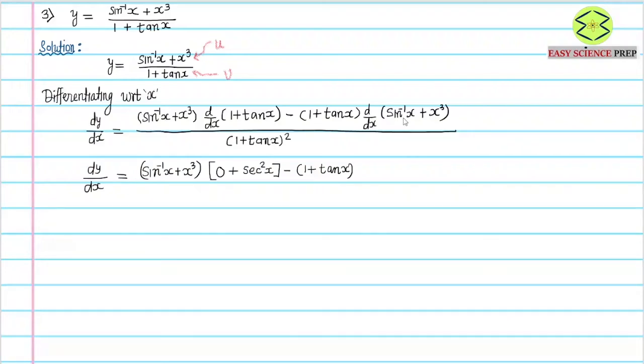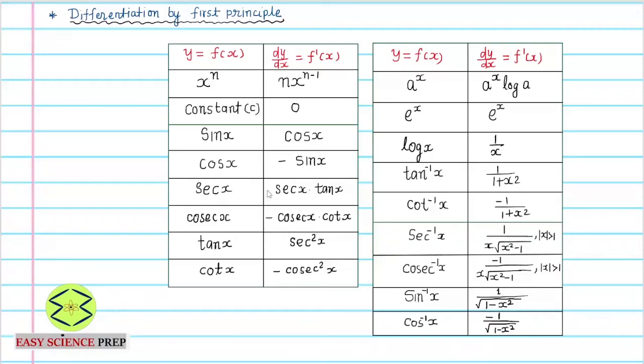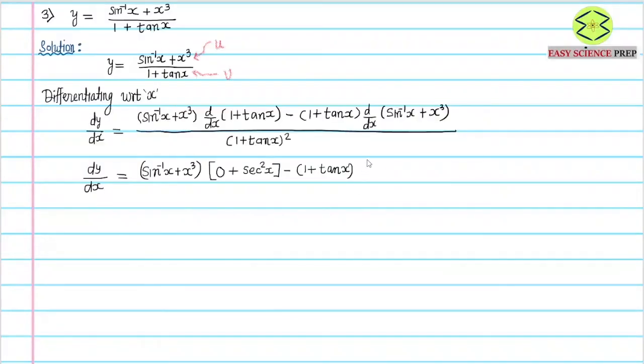Now here we have the derivative of sine inverse of x and the derivative of x cube. So for the derivative of sine inverse of x, we have a ready-made table available. The derivative of sine inverse of x is 1 over under root 1 minus x square. So it is going to be something like this, 1 under root of 1 minus x square. This is the derivative of sine inverse of x.